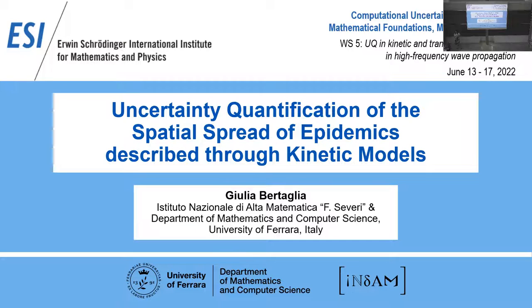So, as said by the chair, I will present some kinetic models that have been developed to study the spatial spread of epidemics and analyze the uncertainty of data through an appropriate uncertainty quantification method. This is a work that I have developed at the Department of Mathematics and Computer Science of the University of Ferrara, at the beginning with Lorenzo Pareschi. And then further developments have been carried out together with other collaborators, with Giacomo Di Marco, who is here, and Walter Boscheri, and then Liu Liu and Xue Yushu.